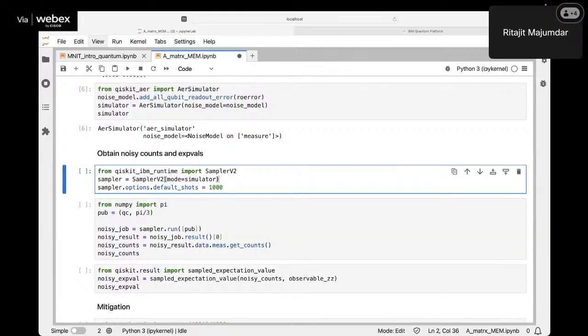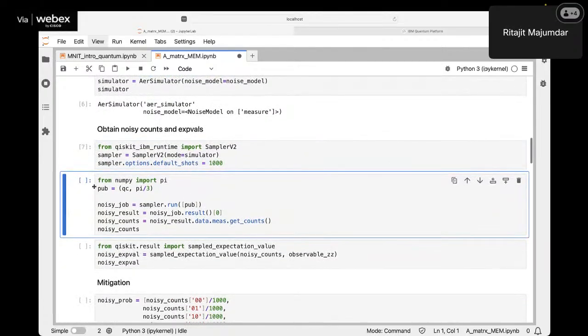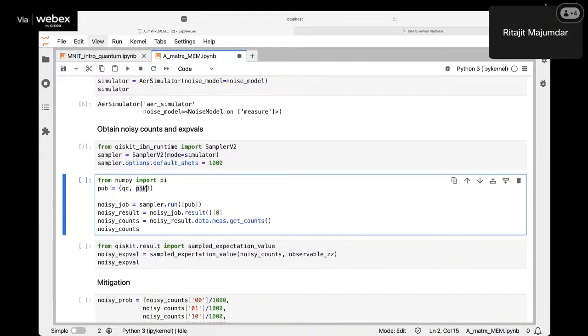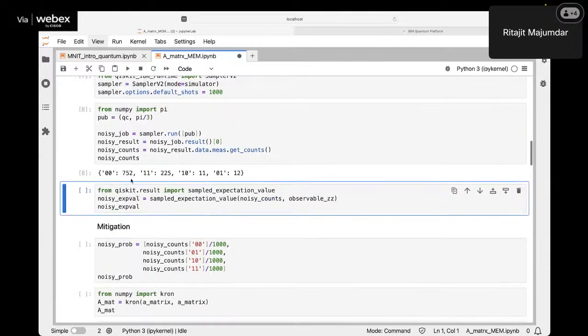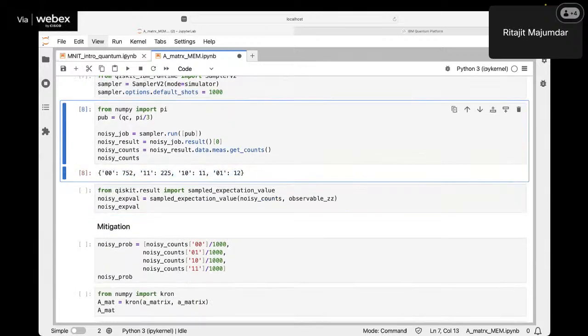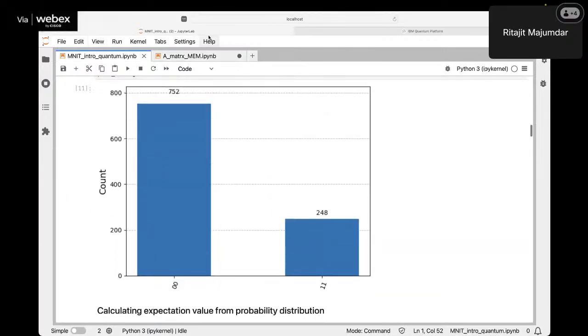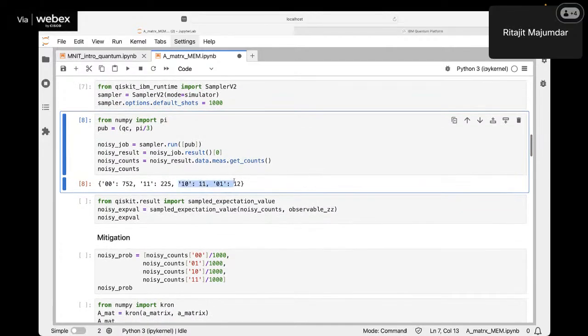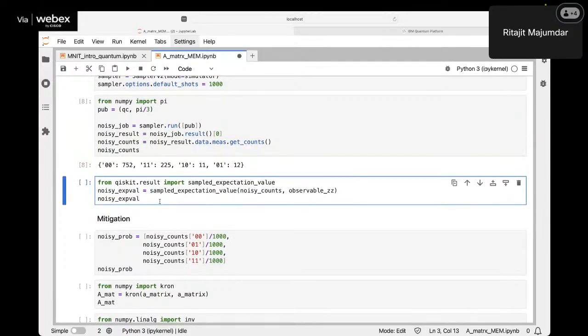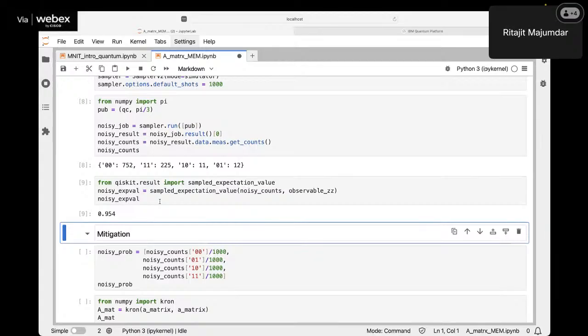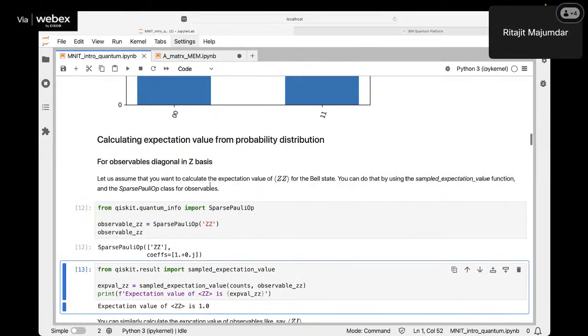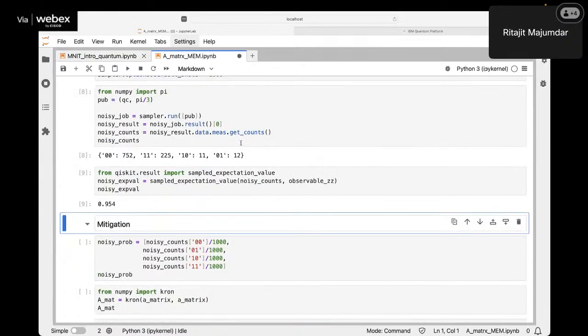We will again take my sampler, and I have defined the number of shots to be 1000 once more, just like before. I have created my pub, which is my quantum circuit, with the same old parameter here. We just run the sampler and get the noisy counts. Ideally I was supposed to get only 0, 0 and 1, 1, but since there is noise, I am also getting some 1, 0 and 0, 1. If we use the sampled expectation value to calculate the expectation value, I am getting 0.954. I should have got 1, the ideal expectation value. Expected, there is some degradation in quality because there is noise.